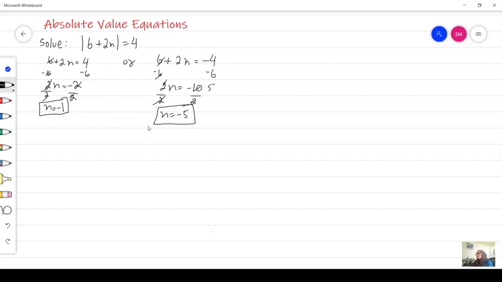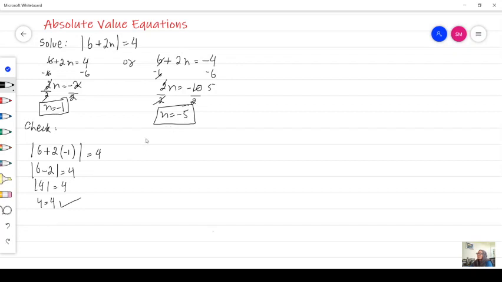Now, I don't know if these two answers are correct. I have to plug them back into the absolute value equation and see if we are getting true statements. So I'm going to check negative 1 first. So I have the absolute value of 6 plus 2 times negative 1 equals 4. 2 times negative 1 is negative 2 within the absolute value, so 6 minus 2 is 4, the absolute value of 4 is positive 4, and this means 4 equals 4. So that statement is true, which means negative 1 is my answer.